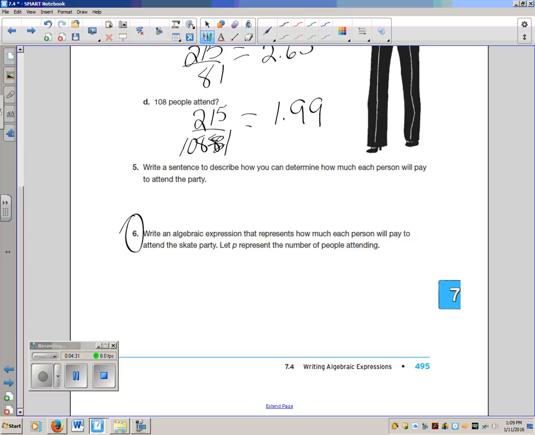Look at number 6. Write the algebraic expression that represents how much each person will pay to attend the skate party. They want us to use P. The cost stays the same. It's 215. We were sharing it with P people. So the algebraic expression is 215 divided by P.